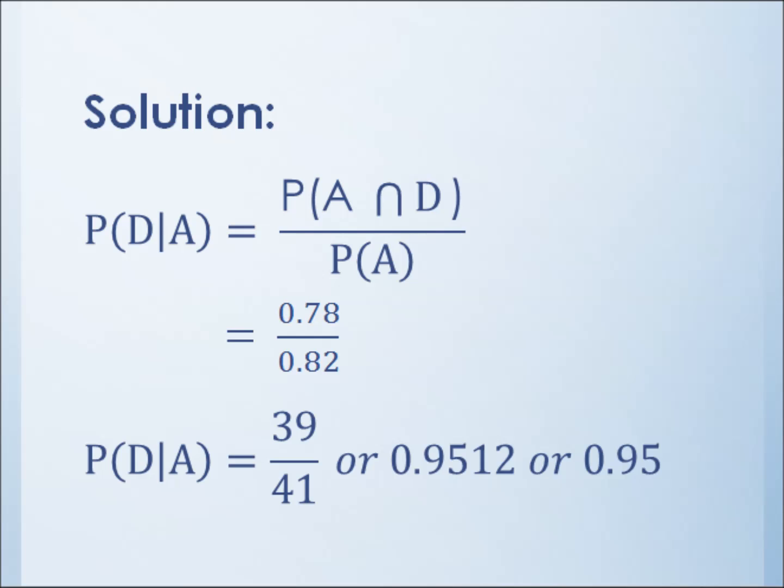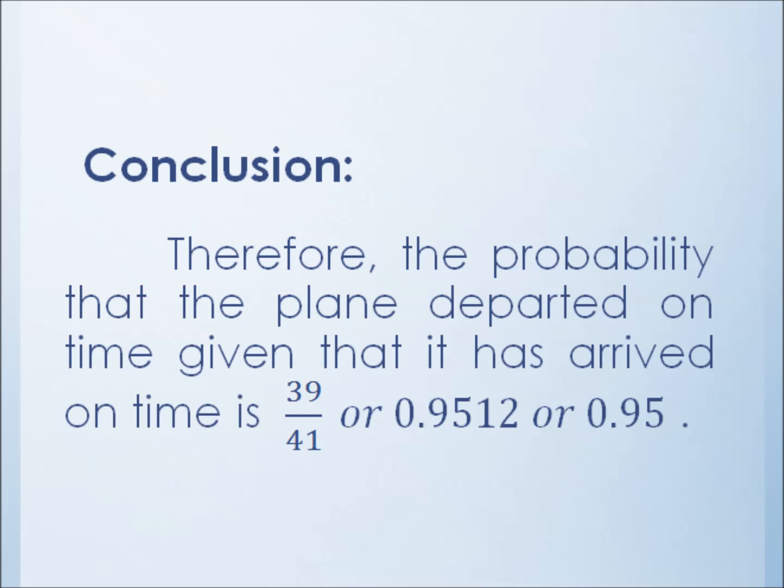0.9512 or 0.95. For our conclusion, we have the probability that the plane departed on time given that it has arrived on time is 39 over 41 or 0.9512 or 0.95. You may express your answer in decimal form, fractional form, or in both forms.